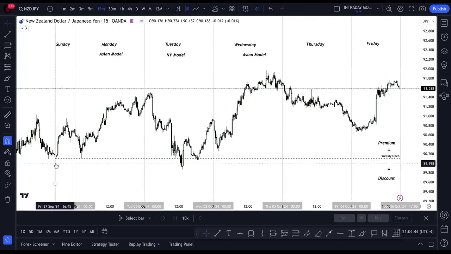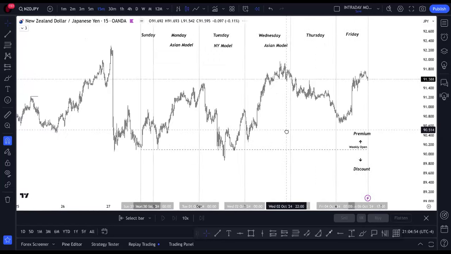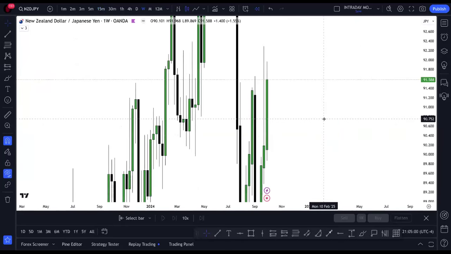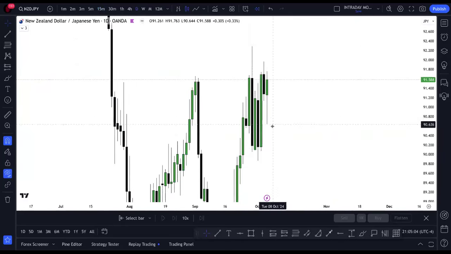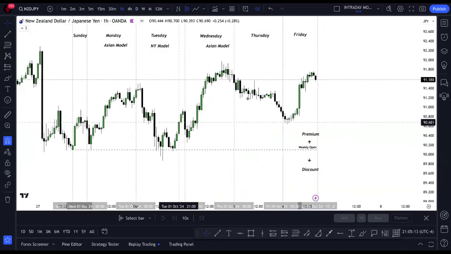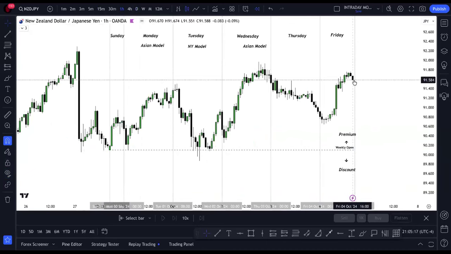All right. So we've got the weekly opening price, Sunday's opening price right there. 90.101, that's the opening price. We got our premium and discount levels. Just look at where price is buying and where price is selling for the week. This weekly candle that we're talking about, this up candle right here, get it transcribed on a daily chart, from Monday, September the 30th, all the way to now. I look at it on the hourly chart. That's your weekly candle. It opened here and closed up here. That's the close of the weekly candle right down there. The high of the weekly candle was on Wednesday. That was nice. Let's take a look at the Asian session model on Monday.